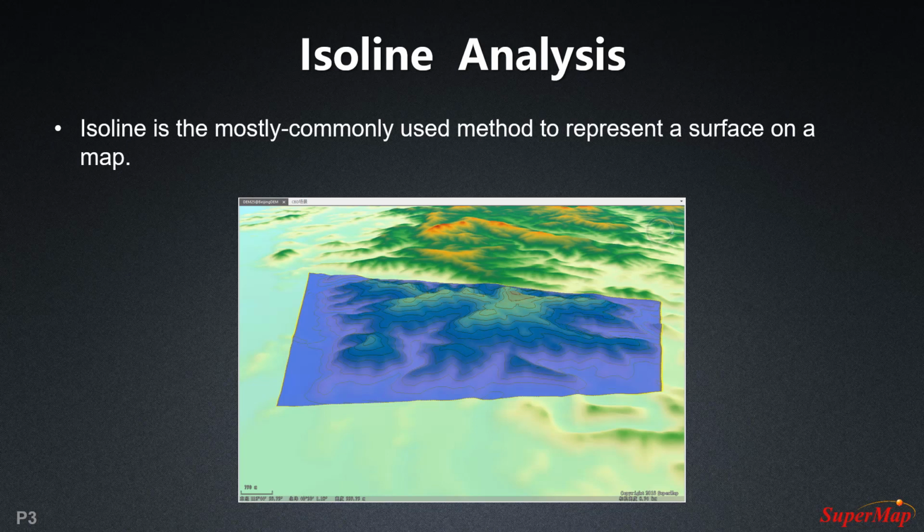Therefore, locations with the same elevations, temperatures, precipitations, etc. can be found through isoline extraction. At the same time, the distribution of isolines also reflects the steep and flat areas of change. Let's demonstrate an isoline analysis.